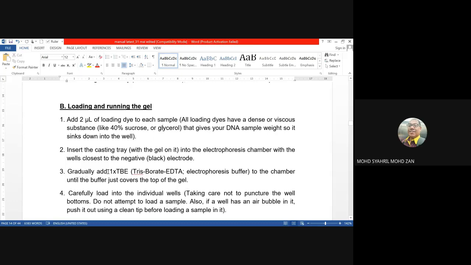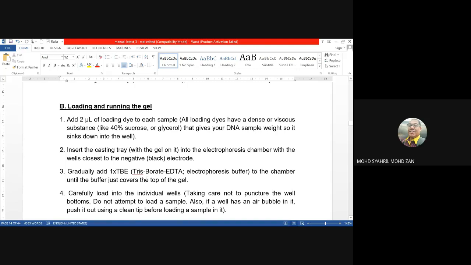Gradually add 1 times TBE. What is TBE? Tris-borate EDTA, or we call it electrophoresis buffer. We have to soak our gel, otherwise it cannot move. If it is dry it cannot move, there must be liquid. Fill the chamber until the buffer just covers the top of the gel. On our electrophoresis tank there is a marker so the buffer will not overflow. So make sure it is at the maximum. That's it.